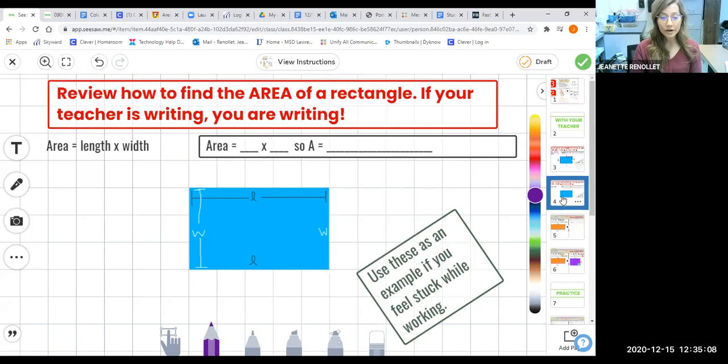On slide 4, we're going to find the area of this shape. It's the same example from slide 3. So I'm going to quickly label my length and width. I remember that my length was 5 and my width was 3. You should have yours labeled just like mine.